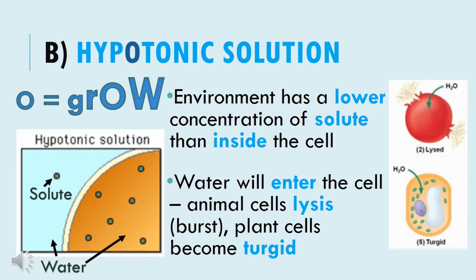When a cell is placed in a hypotonic solution, with the letter O, that means that the environment, compared to the inside of the cell, has a higher concentration of water and a lower concentration of solute. Because there's more water outside in the environment than inside of the cell, water will flow inside, because with osmosis, water travels from a higher concentration to a lower concentration. This will cause your cell to swell and get bigger.